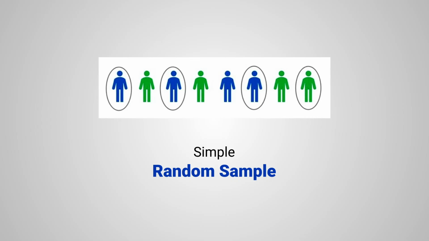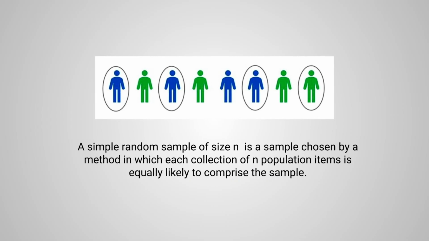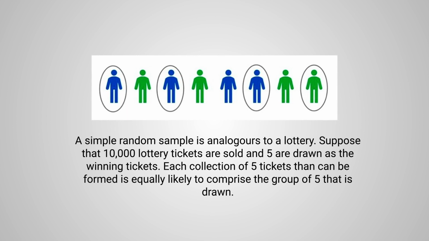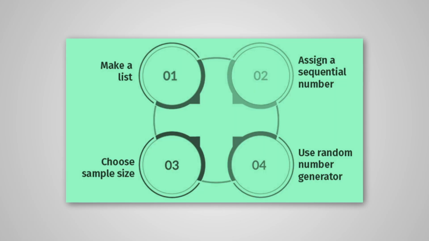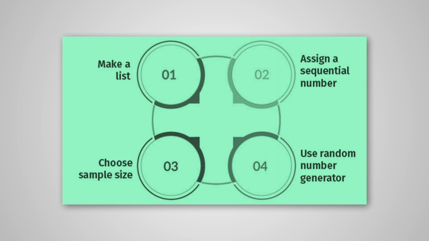A simple random sample of size n is a sample chosen by a method in which each collection of n population items is equally likely to comprise the sample. The example is lottery tickets. If 10,000 lottery tickets are sold and 5 are drawn as winning tickets, then each collection of 5 tickets is equally likely to comprise the group of 5 that is drawn. So this is a very stereotypical model, and it follows random sampling.